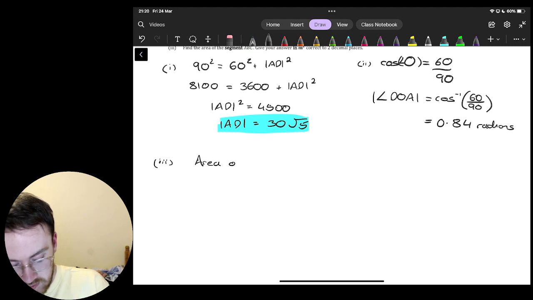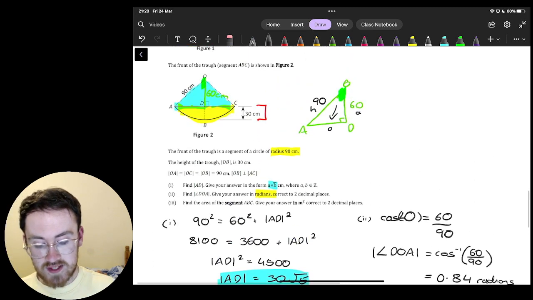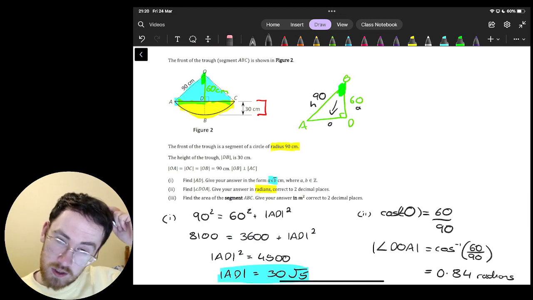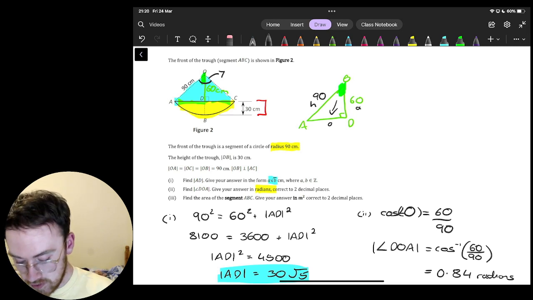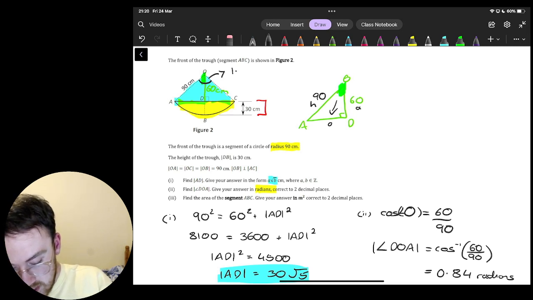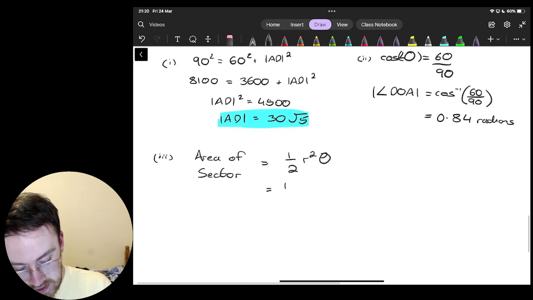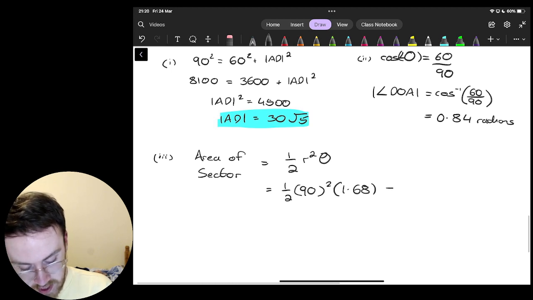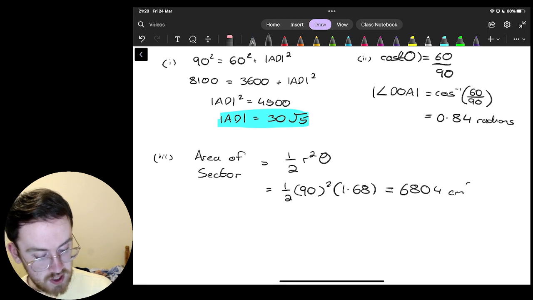So area of the sector, well, from our formula from earlier, that's half r squared theta. Now we have to think for a second, what is my angle? Well, my angle is going to be the angle here, this angle that I've put in black here, and that's going to be twice the angle that we just worked out, so 1.68 radians. My radius is still 90, so half of 90 squared by 1.68. Working out my answer, I get an answer of 6804 centimeters squared.